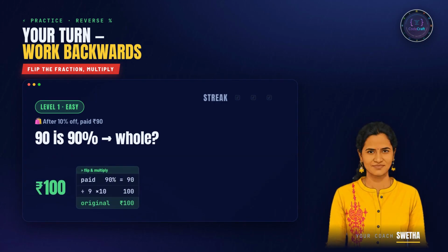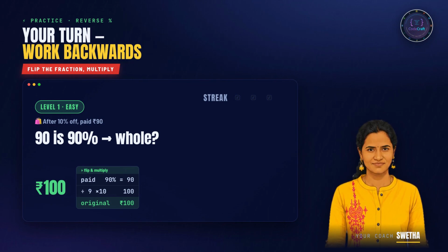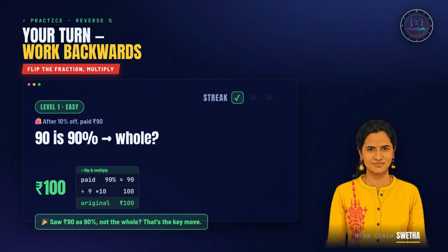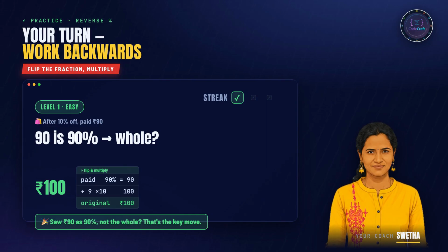You paid 90, and that's 90% of the original. So 1% is 90 divided by 90, which is 1, and the whole 100% is 100 rupees. The trick is seeing that 90 was 90%, not the full price. If you did, you've got it.